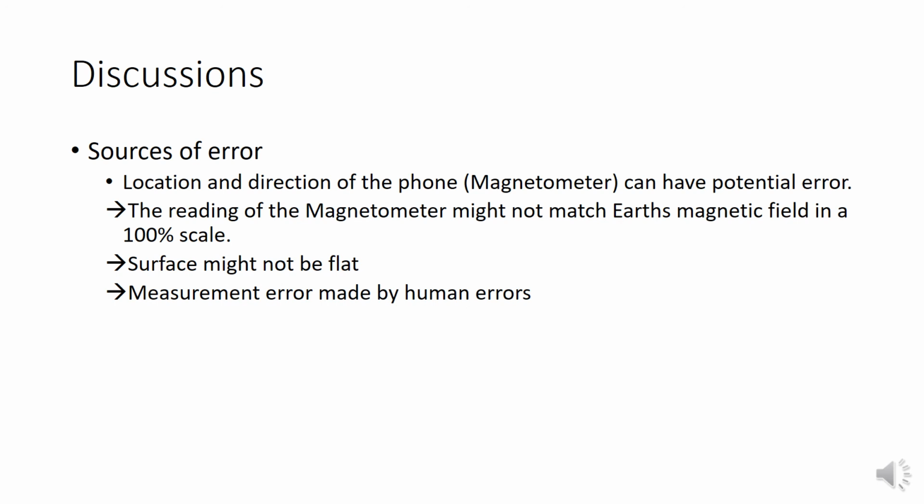Moving on to discussion, the possible sources of error in this experiment would be the location and direction of the phone, since the reading of the magnetometer might not match the Earth's magnetic field at 100% scale, and also the surface might not have been flat. And lastly, measurement error may have been made by us because we did the measurements ourselves, not using accurately calculated data.